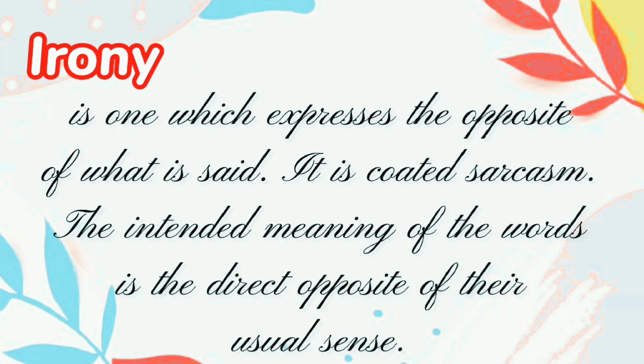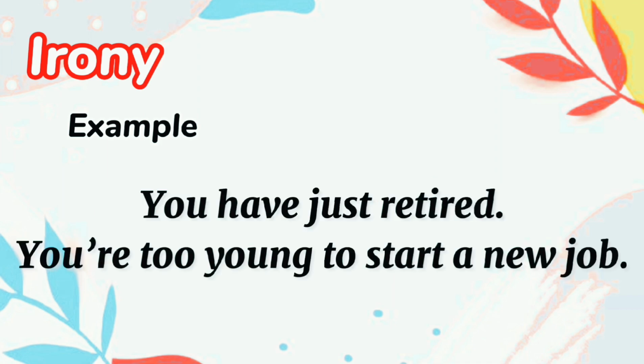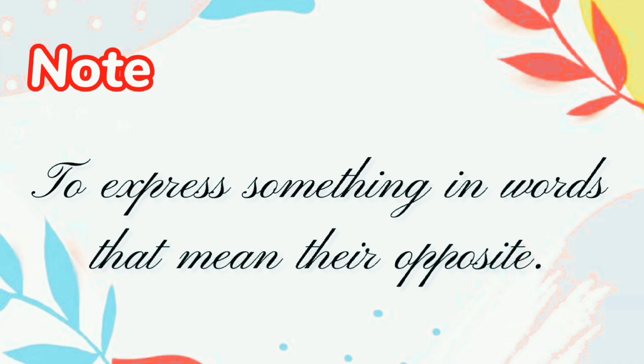Irony is one which expresses the opposite of what is said. It is quoted sarcasm. The intended meaning of the words is the direct opposite of their usual sense. For example, it was very polite of you to have answered back your parent. In this sentence, polite is the opposite of answered back. Let's have another example. You have just retired. You're too young to start a new job. In this example, retired is the opposite of young. So, for irony, we express something in words that mean their opposite.